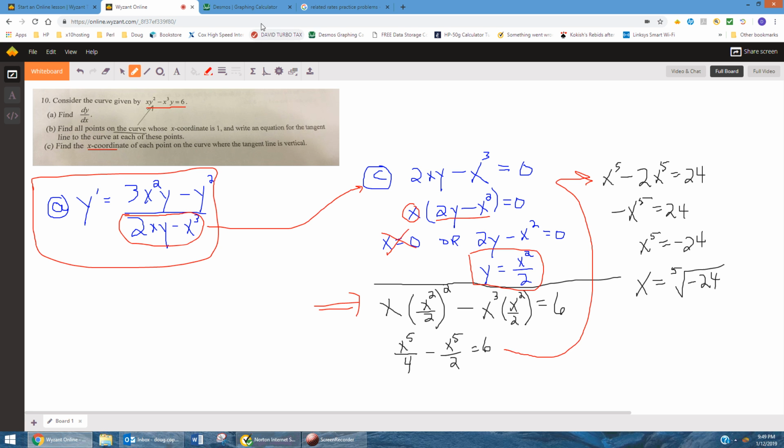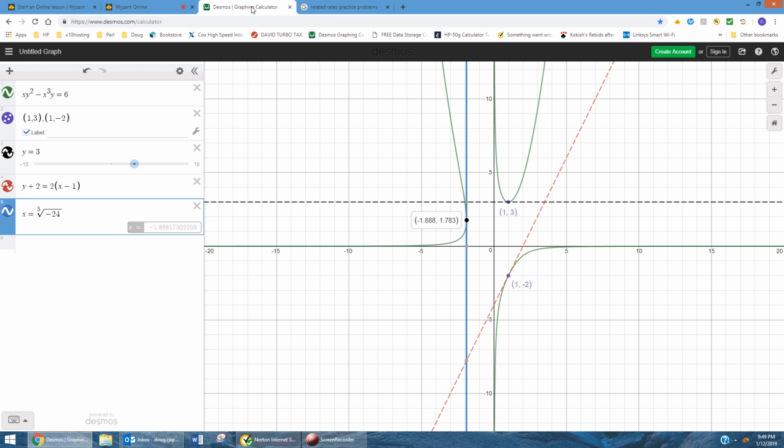And then I went over to Desmos and graphed the line x equals the 5th root of -24, which is this blue line right here. And indeed, that looks like a tangent line, and of course it is vertical because it's x equals a constant. So there is the x-coordinate of a point on the curve where there's a vertical tangent line.